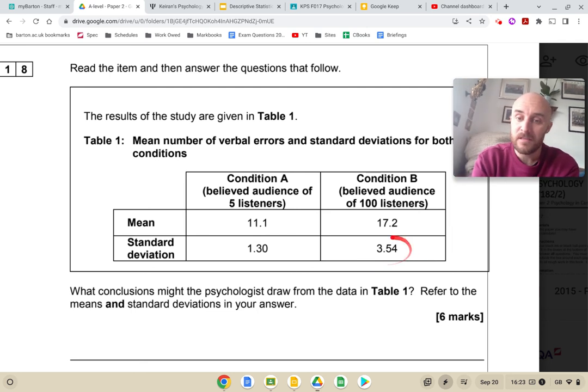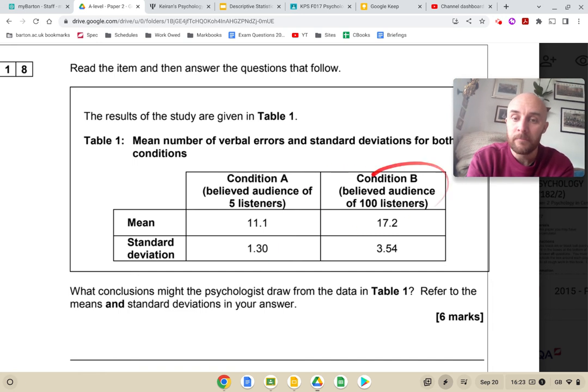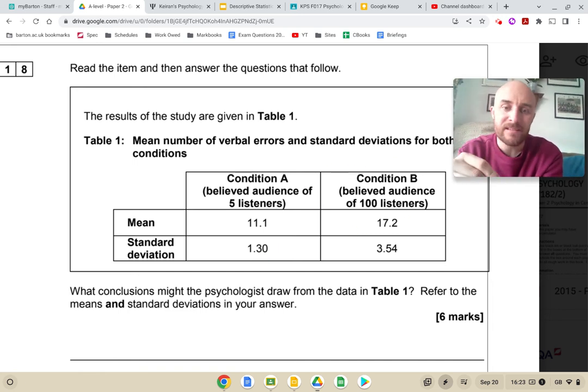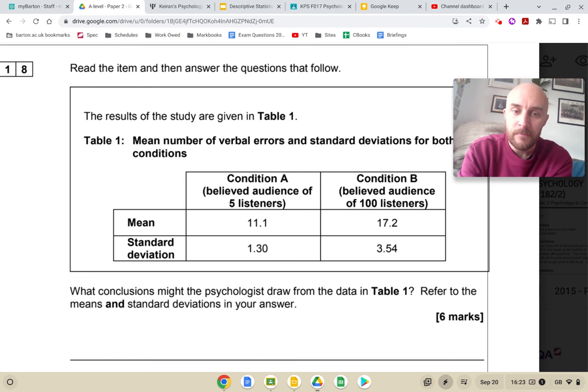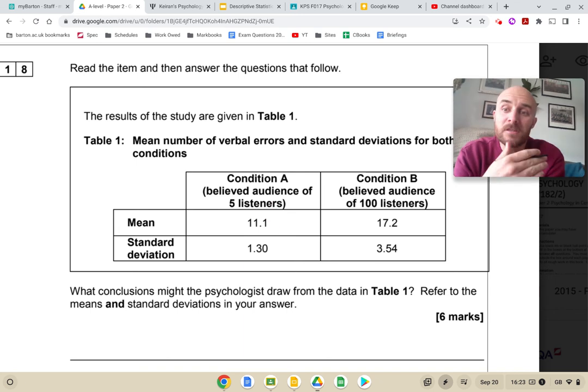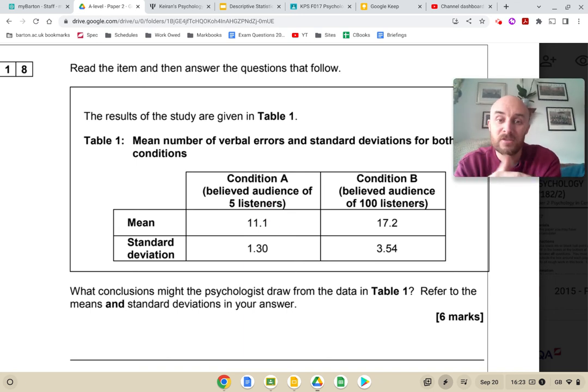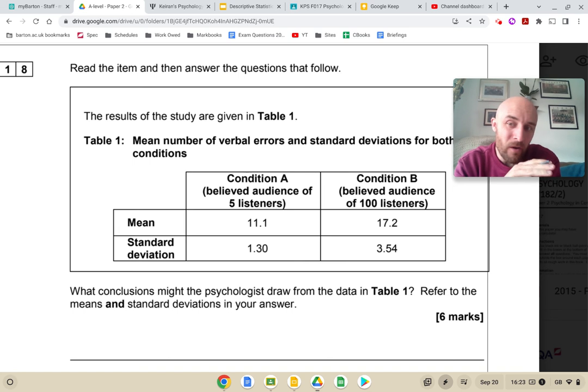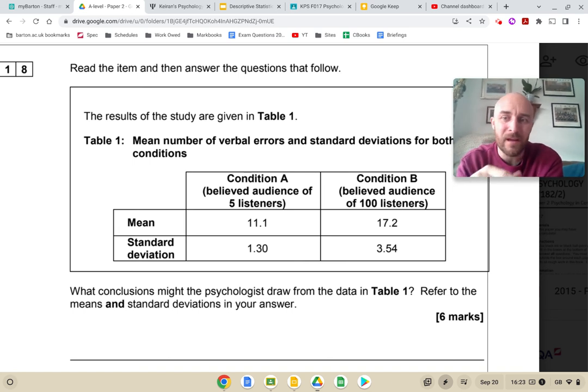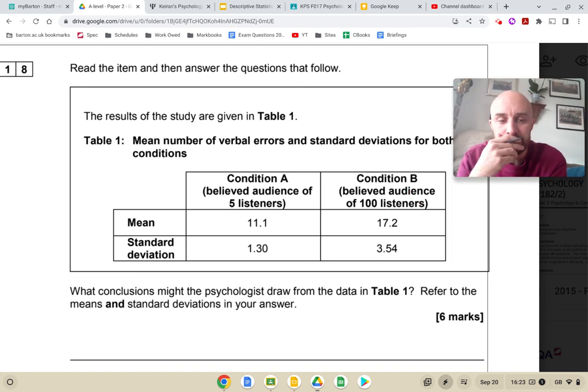So the fact that this is 3.53, but this is only 1.3, suggests that condition B was much more spread out than condition A. If you have a look at condition A, that's quite a small standard deviation, meaning that on average, people were actually centered around this mean quite a bit. So most of the people in that condition scored around maybe 9.5 to 12.4, for example. People scored around about that kind of level. Whereas for this one just here, people were much, much more spread out.